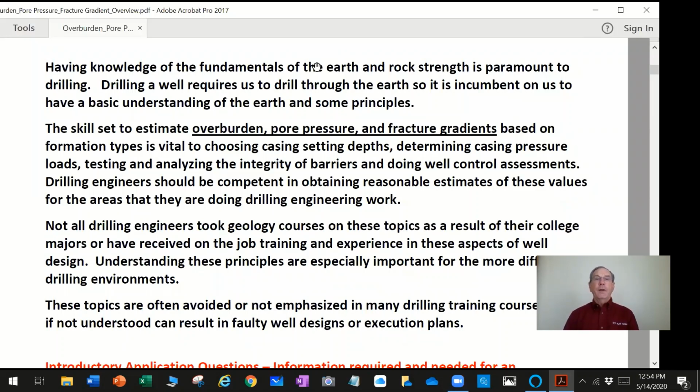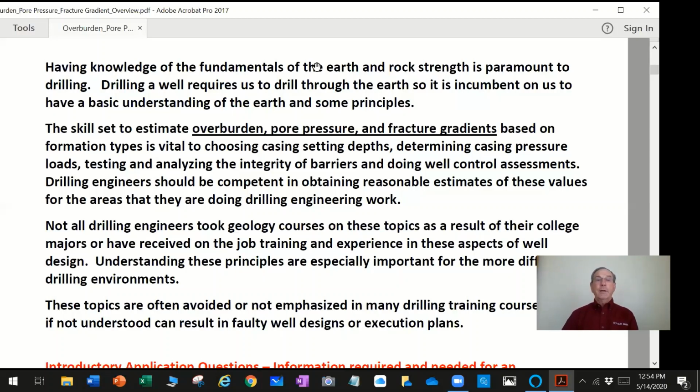Having knowledge of the fundamentals of the earth and rock strength is paramount to drilling. Drilling a well requires us to drill through the earth, so it's pretty important that we have a basic understanding of the earth and some principles about earth's measurement and strength. The skill set to estimate overburden, pore pressure, and fracture gradients based on formation types is vital to choosing casing setting depths, determining casing pressure loads, testing and analyzing barriers, and doing well control assessments. Drilling engineers should be competent in obtaining reasonable estimates of these values for the areas that they are working.